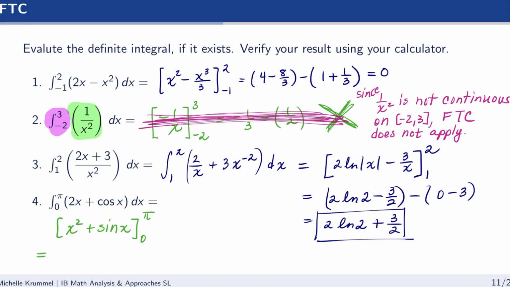So we'll sub in pi. We have pi squared plus the sine of pi minus 0 squared, which is 0, plus the sine of 0, which is also 0. So we just get pi squared plus the sine of pi. The sine of pi is also 0, so we just get pi squared as the final answer.